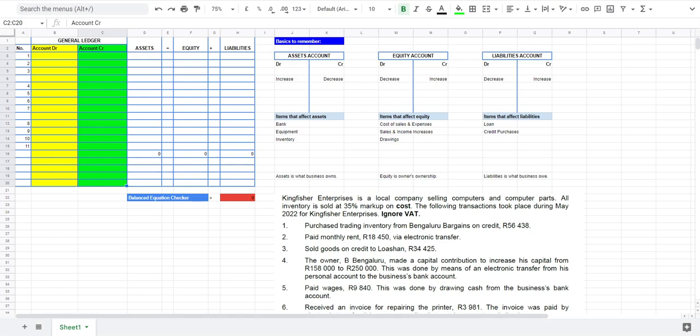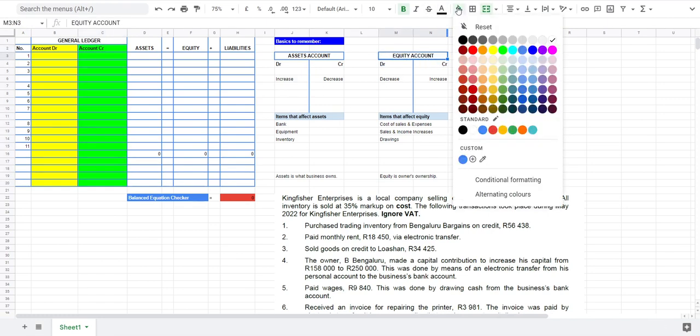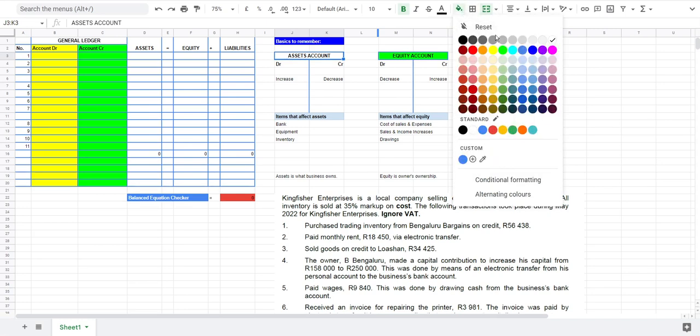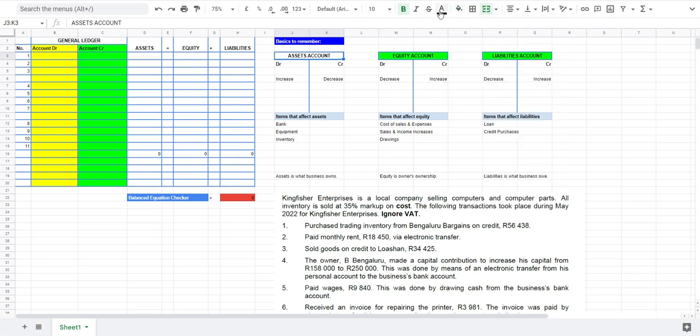That's how we're going to do all of these things. I'll keep the colors there just to be used as a reference. I'll also shade this green just as a reminder.